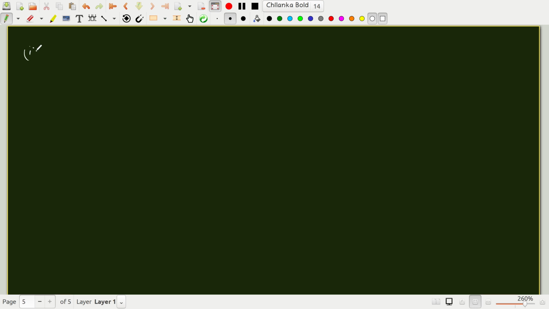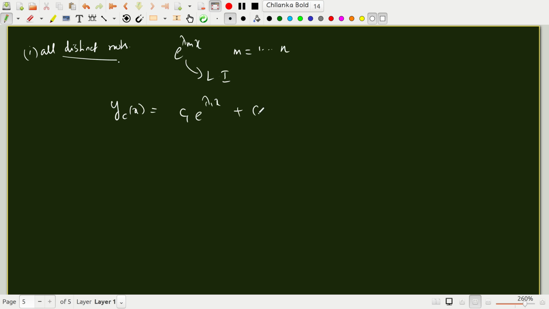Now, if all roots of that polynomial are distinct, then the n solutions are of the form e to the lambda_m x, where m goes from 1 to n. These are all linearly independent because all roots are distinct. So the complementary function is c1 e^(lambda_1 x) plus c2 e^(lambda_2 x) plus ... plus cn e^(lambda_n x). This is the solution.